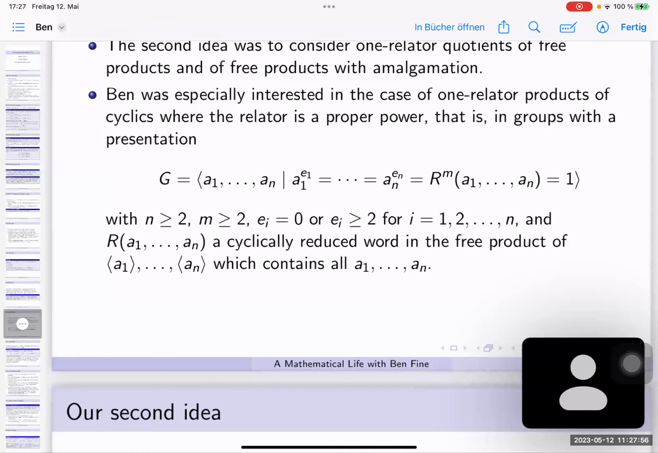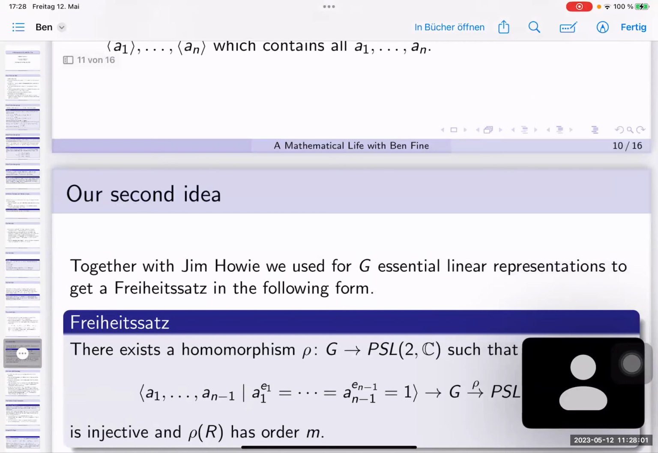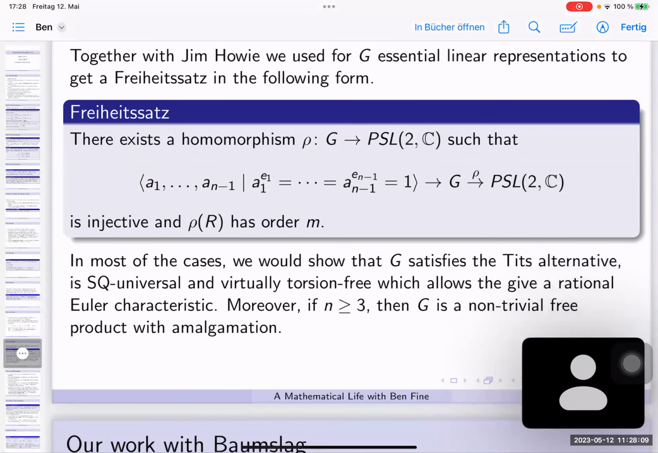The result was, together with Jim Howie, we got what we called an essential linear representation in the following form. There exists a homomorphism rho of the group G into PSL2(C) such that the subgroup generated by the first n-1 generators injects into G and via rho into PSL2(C), and the image of the relator has exact order m. So in most cases, we could use these linear results to find that G satisfies the Tits alternative, is SQ-universal, and virtually torsion-free, which allows us to give a rational Euler characteristic, or we could write G as a non-trivial free product with amalgamation.